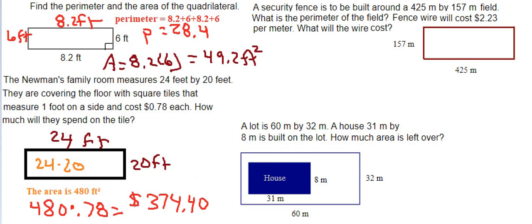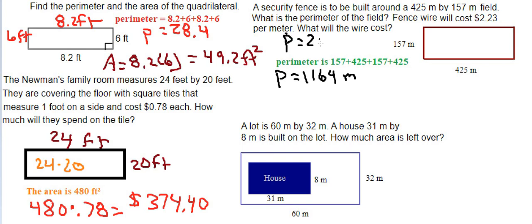The next one on the top right, a security fence, is to be built around this rectangle. It's 157 meters by 425 meters. What is the perimeter of the field? So let's stop and let's add those all up. 157 plus 425 plus 157 plus 425 is going to be 1164, and we would also say, in this case, meters. And by the way, you can use the equation for rectangles for perimeter. It's 2L plus 2W. I'm just illustrating that we can just add up all the different sides.